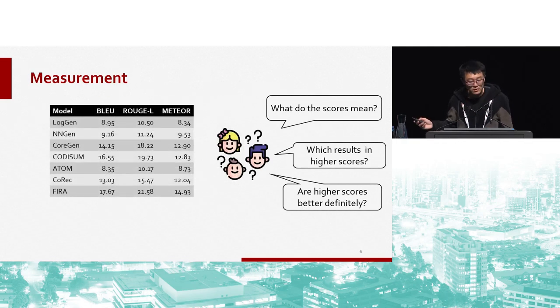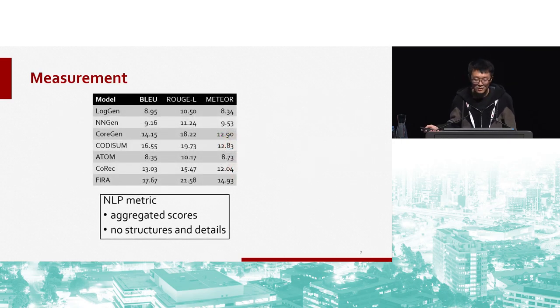But what do the scores really mean? And do commit messages with higher scores definitely have better quality? And which part of the commit message results in the higher scores? The NLP metrics can't answer these questions because they are only aggregated scores. We can't learn what the commit messages look like, or know the structures or details of the messages according to NLP metrics.